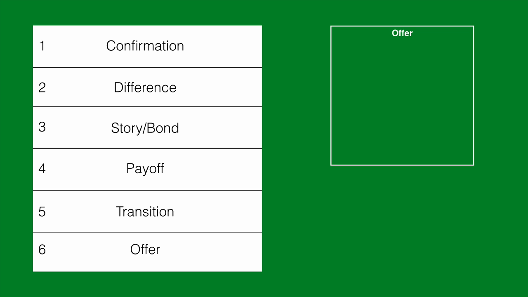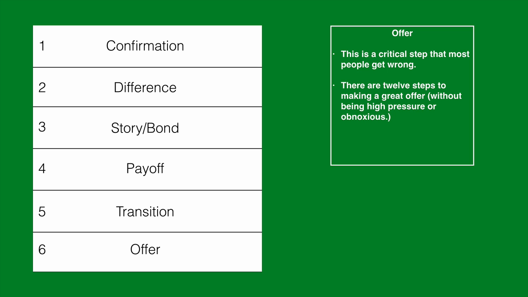So let's talk about the offer. This, of course, is a critical step that most people get wrong. They're either too hyped, too high pressure, or they get really freaked out and they just stumble all over themselves when trying to make the offer. In fact, there are really 12 steps to making a great offer without being high pressure or obnoxious.